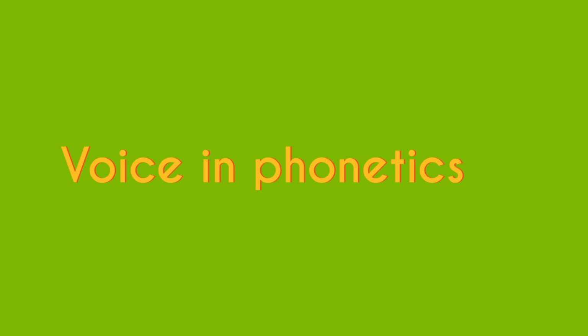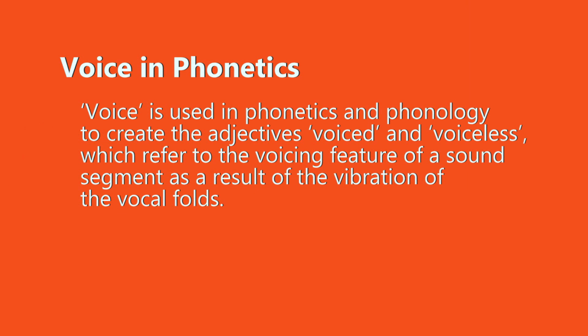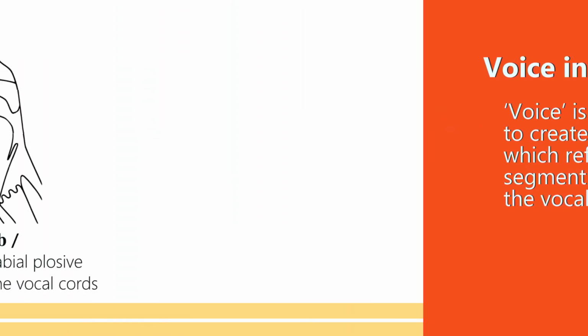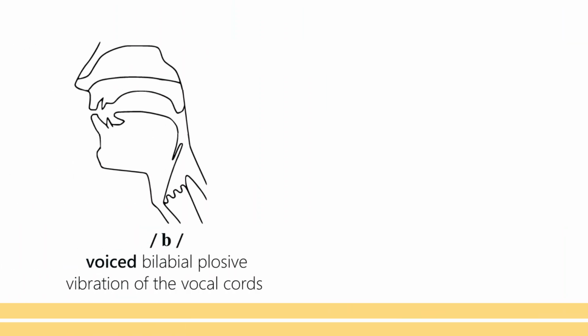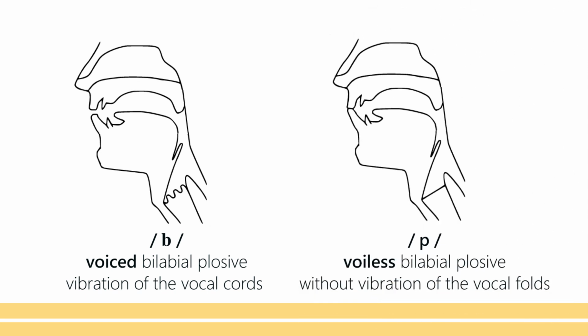I'm not going to delve into voice in phonetics a lot, but just as a quick reminder, voice in phonetics creates the adjectives voiced and voiceless, and they refer to the voicing of a sound segment that is the result of the vibration of the vocal folds. So voiced consonants, for example, the voiced bilabial plosive, is produced while vibrating the vocal cords, while the voiceless version of the same consonant, that is pa, is produced without vibrating the vocal folds. And I'm using vocal fold and vocal cord interchangeably because they mean the same thing.